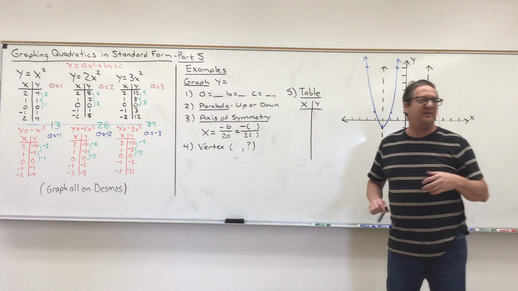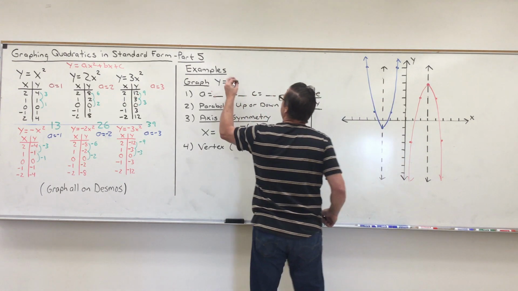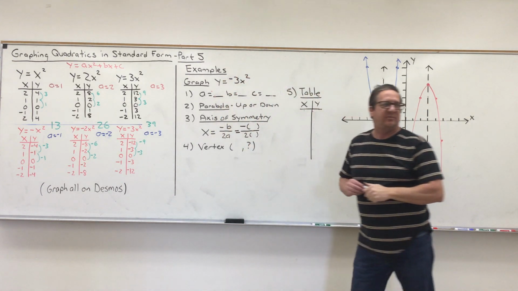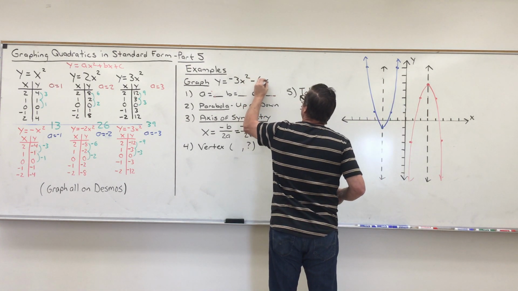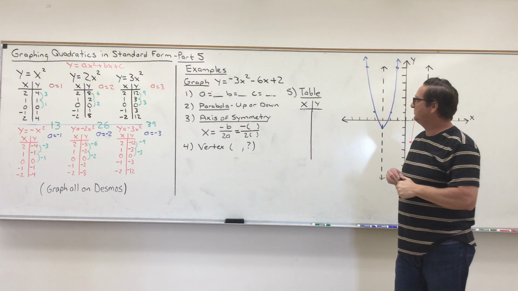So our last problem, I'm going to give you an A value. We're actually going to do an A value of negative 3. So it's negative 3x squared minus 6x plus 2. Okay?